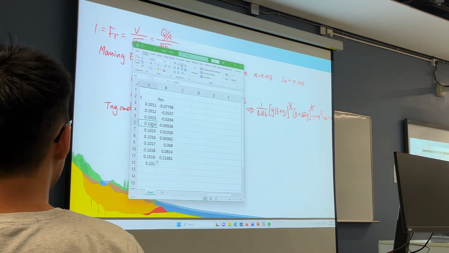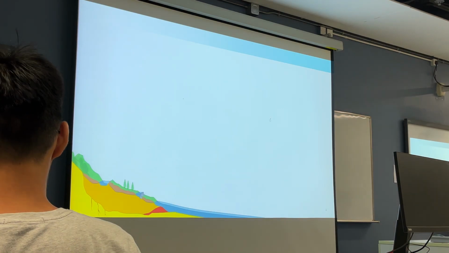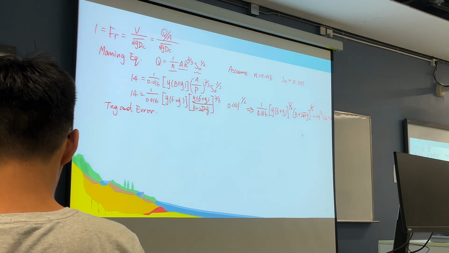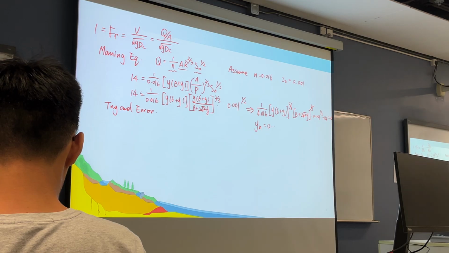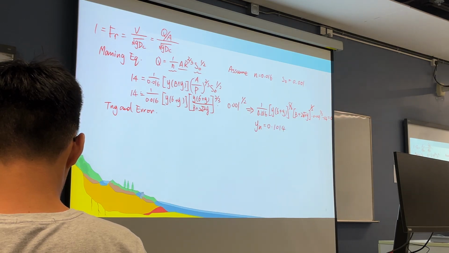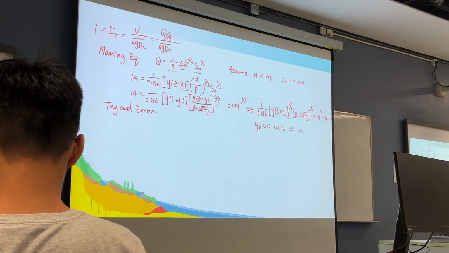Okay, 0.01014 is more approximately. Okay, it is 0. The y_n is finally tried to be 0.1014 or approximately. Okay, it's 10.14 cm. Okay.